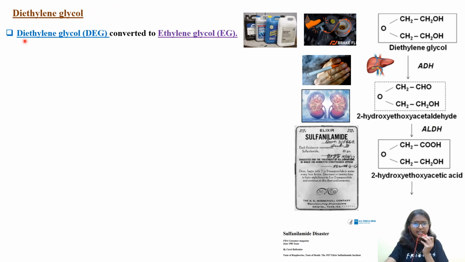Next in our topic we have another solvent, diethylene glycol, also known as DEG. It is converted to ethylene glycol. So once you read about ethylene glycol, the same adverse effects and symptoms are applicable to diethylene glycol. Toxicity is therefore similar to ethylene glycol.